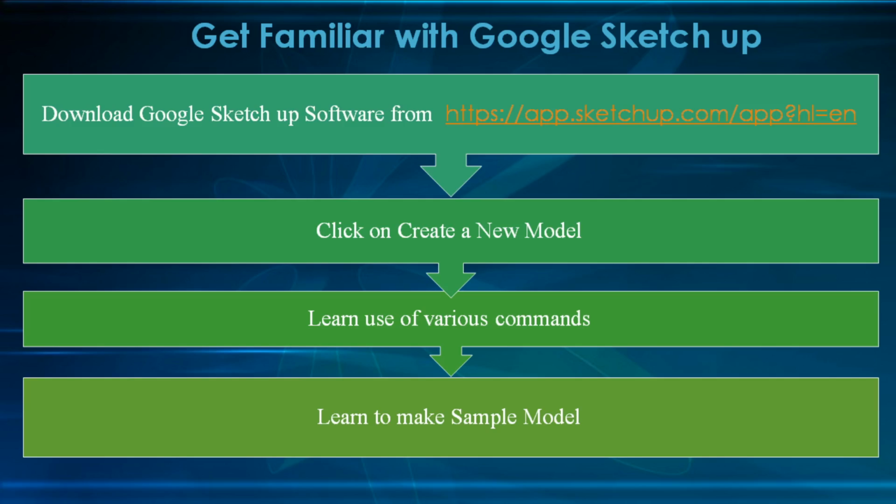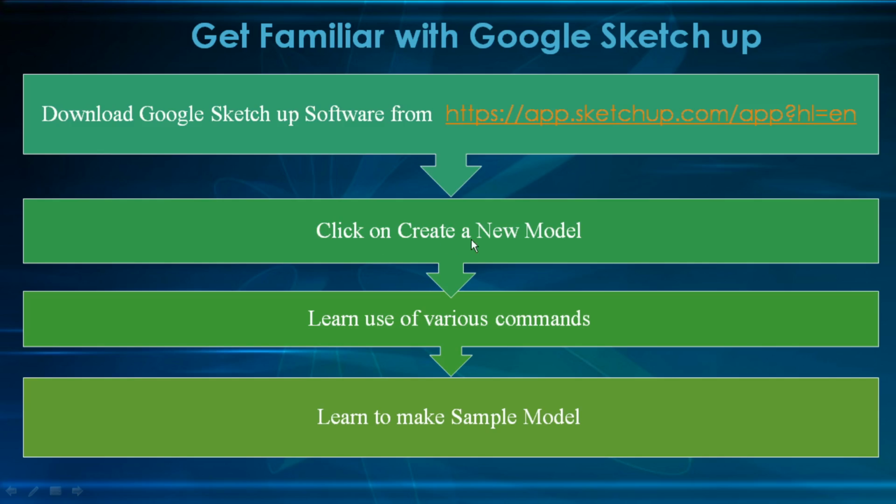In this lecture, we're going to become familiar with the Google SketchUp software. Basically, in Google SketchUp, we create the 3D model for our site and do the shadow analysis. First, we need to download the Google SketchUp software from the given link, or with the help of this link, we can do the online creation of a model and shadow analysis.